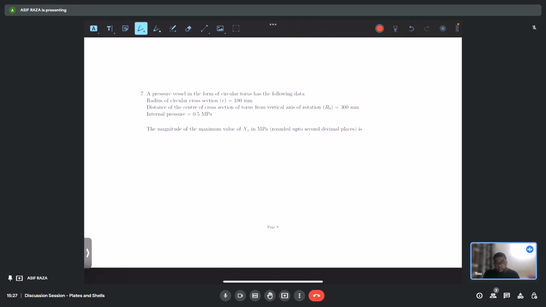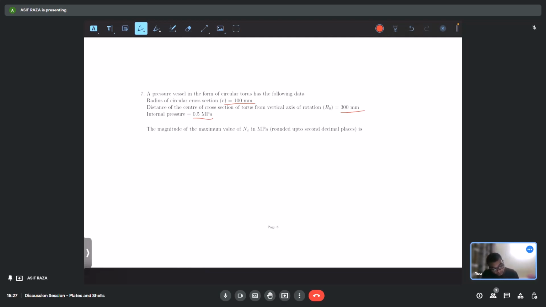A pressure vessel in the form of circular torus has the following data. Radius of circular cross section R is equal to 100 mm. Distance from the center of cross section of torus from vertical axis of rotation R0 is equal to 300 mm. Internal pressure is 0.5 MPa. We need to find the magnitude of maximum value of n phi in MPa rounded up to second decimal places.